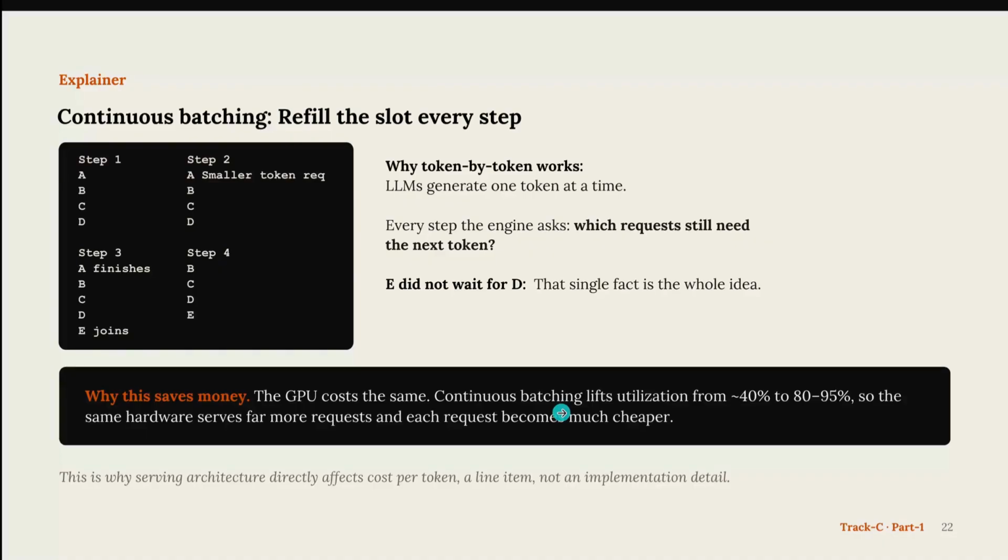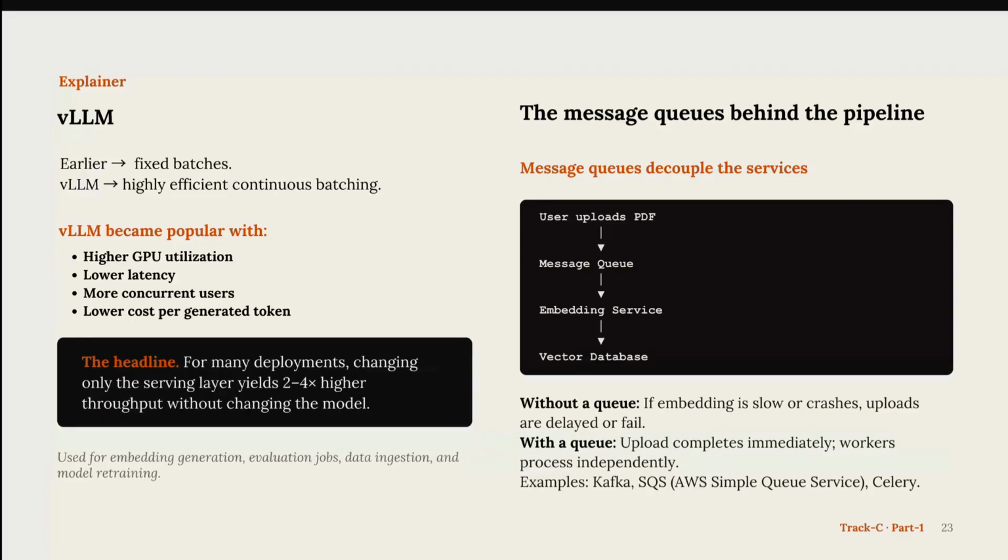Yeah. And we were talking about vLLM. Yeah, what is this LLMs that are helping generate so much data? Okay, we earlier saw that, hey, if it is fixed batches, the performance is taking a hit.